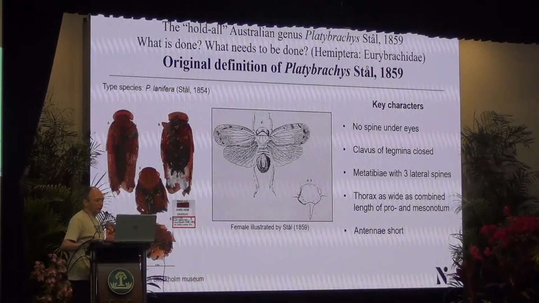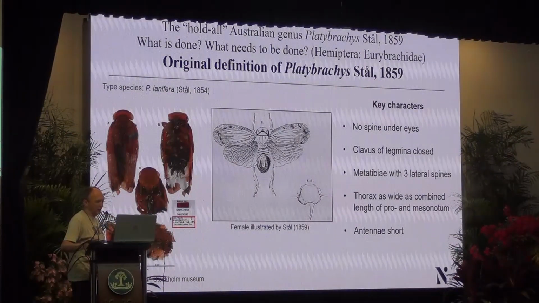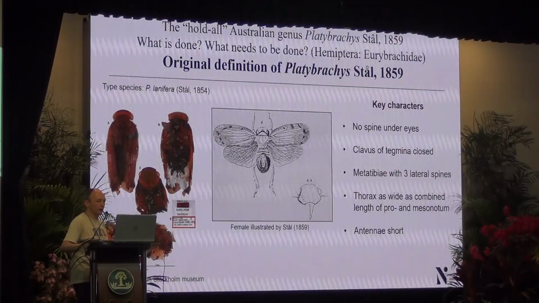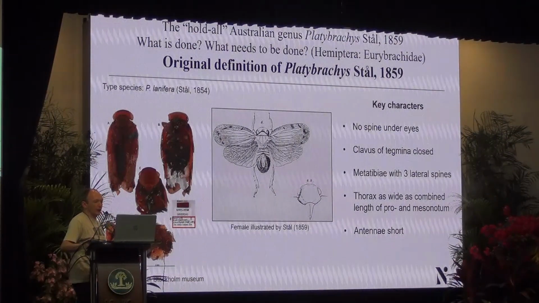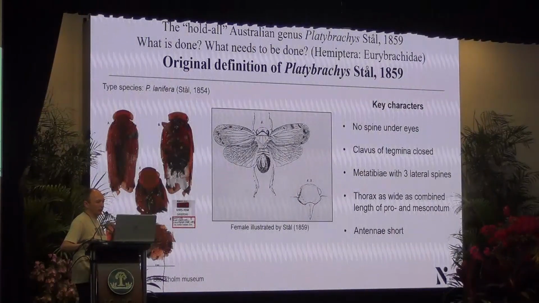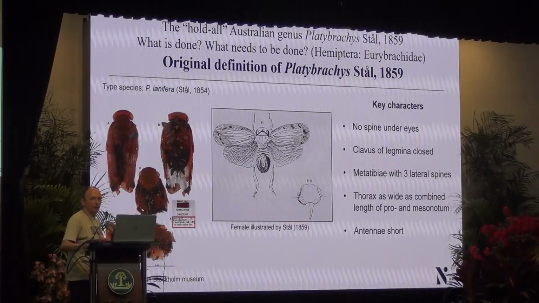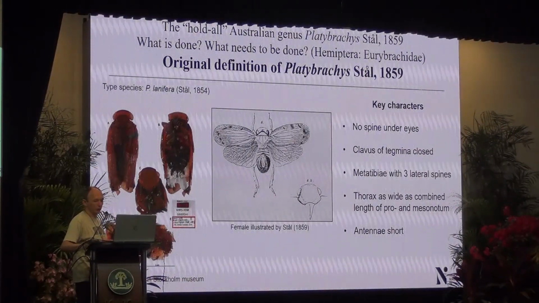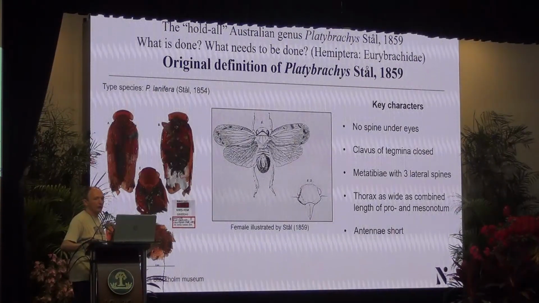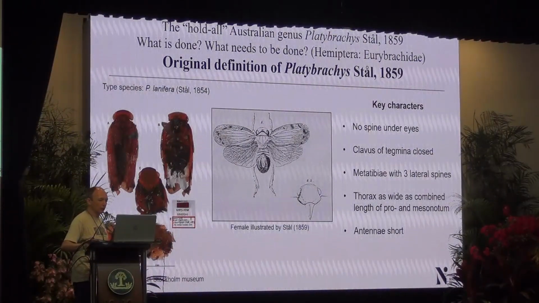They have the clavus of the tegmina closed, while in some other genera it was open, so again, a good character at the time. The metatibiae have 3 lateral spines, and the thorax is as wide as the combined length of the pronotum and mesonotum. So these are very simple characters that make the genus very easy to recognize. It has also short antennae, but well, that's nearly a character that you find in all the EURYBRACHIDs, so that was not such a good character.